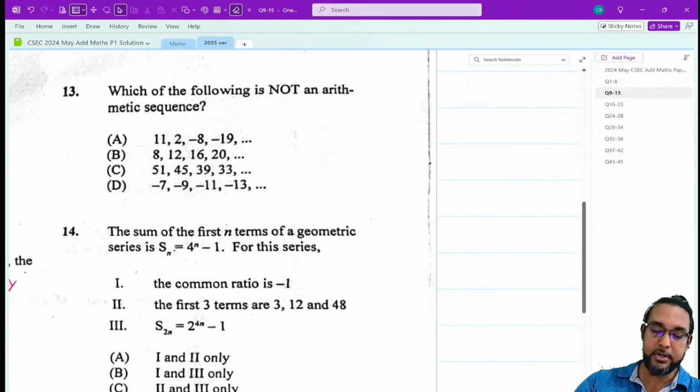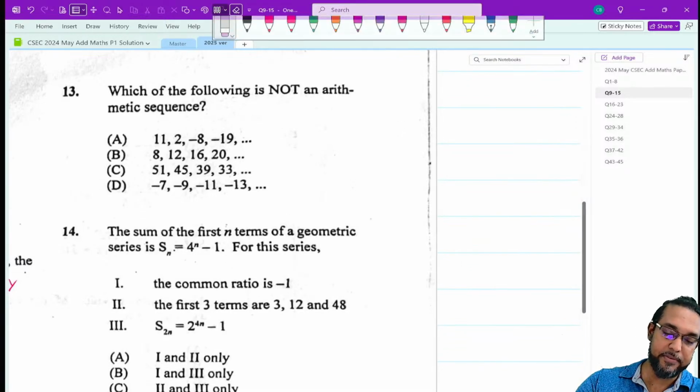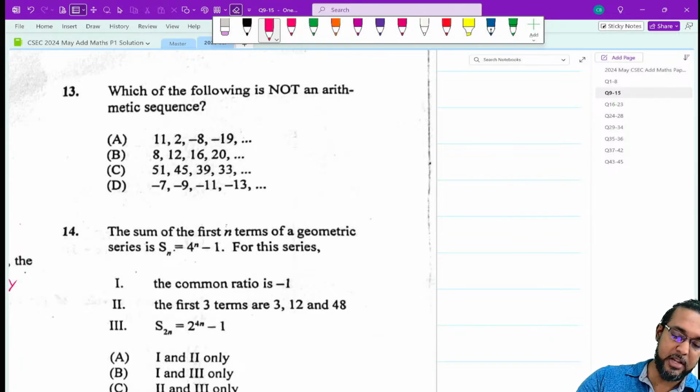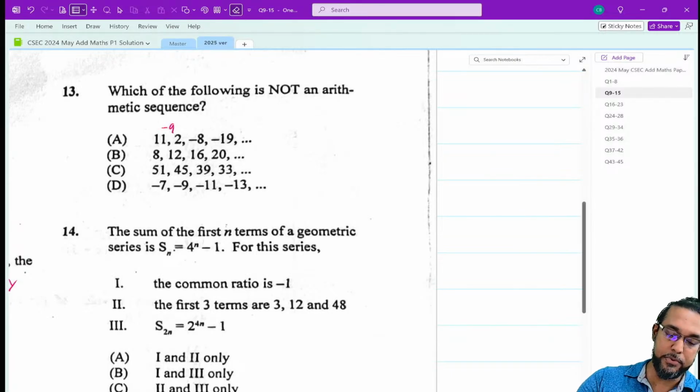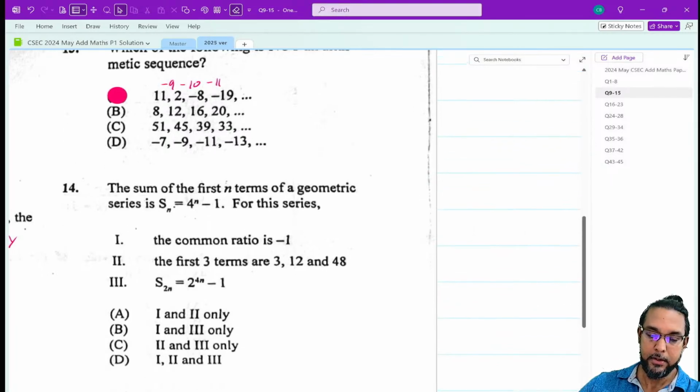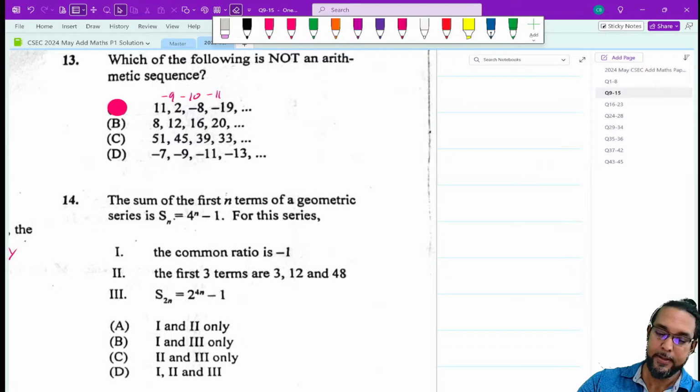Which of the following is not an arithmetic sequence? Okay, so again, you have to test each one. And again, not good multiple choice questions. So, long story short, to go from 11 to 2, you have to minus 9. To go from 2 to minus 8, you have to minus 10. To go from minus 8 to minus 19, you minus 11. So that is not a constant decrease. That is a decreasing decrease, technically speaking. So A is the option here. Number 14. Okay, cool.